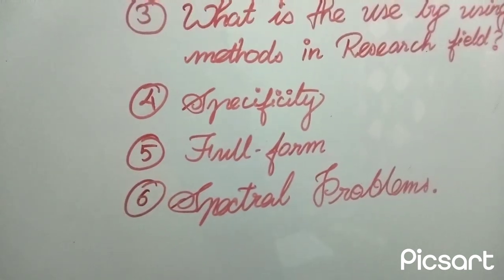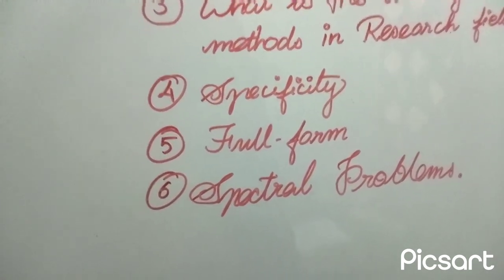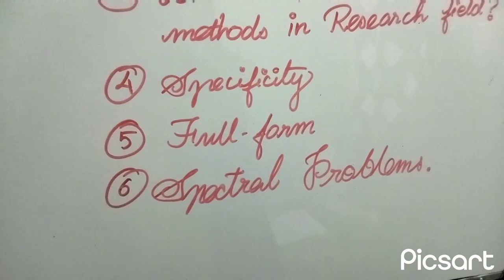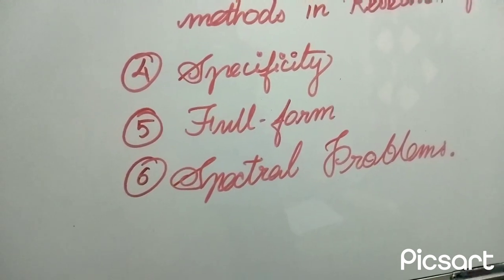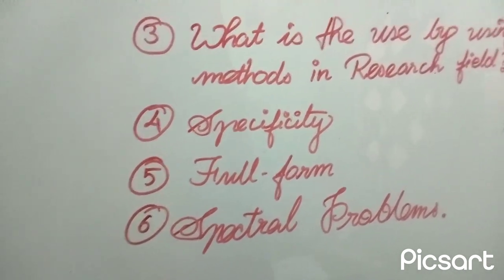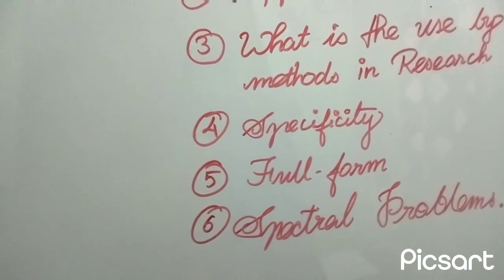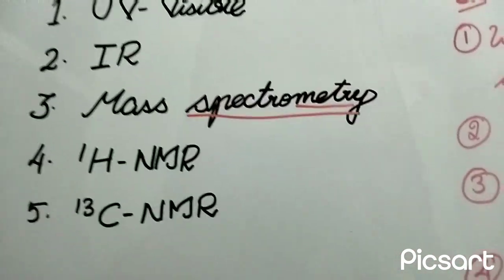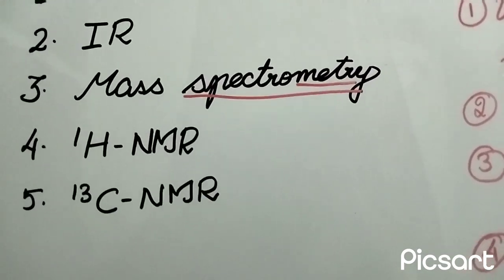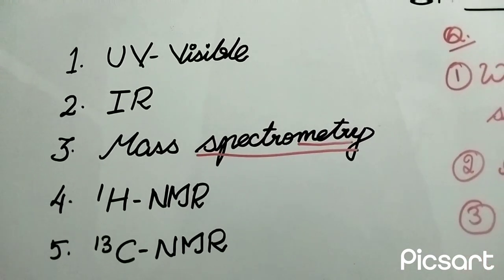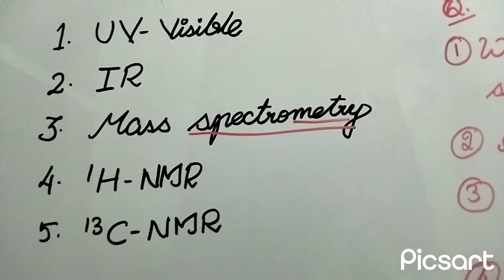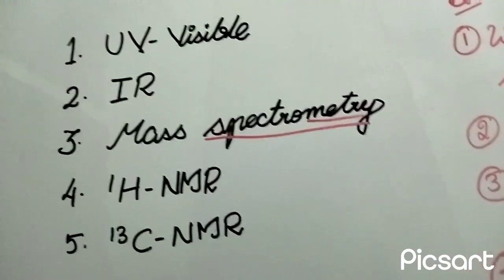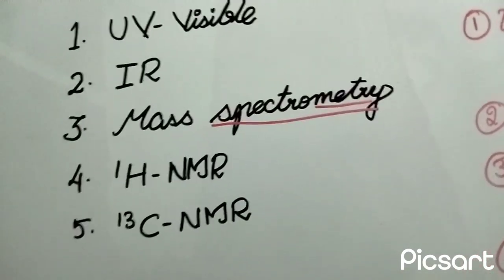And through these methods, what we are going to solve, how the spectral problems will be, and how we are going to solve them. So all these methods we are going to see, and we are going to elaborate in detail. We will come to know what spectroscopy is, what all the types are, and how these methods are useful in the research field and more things.